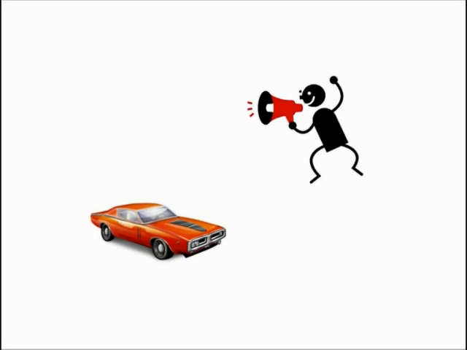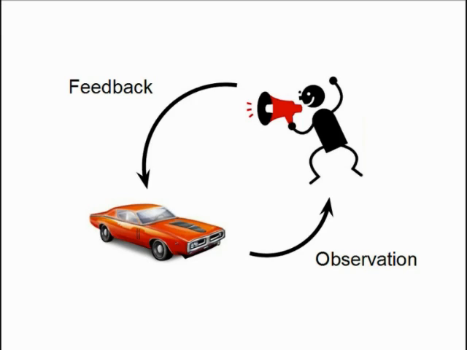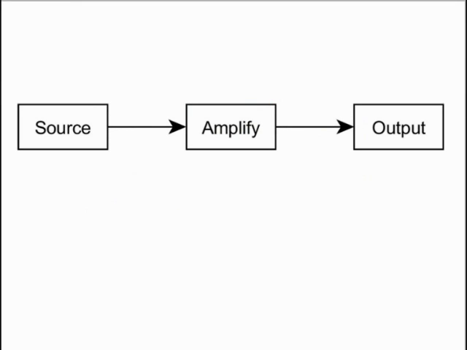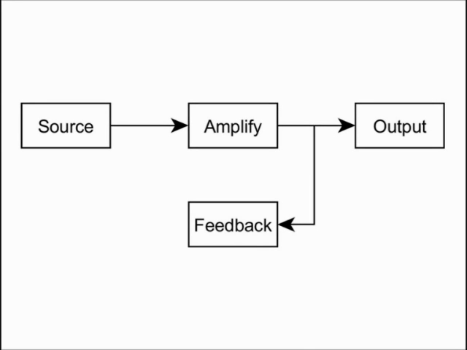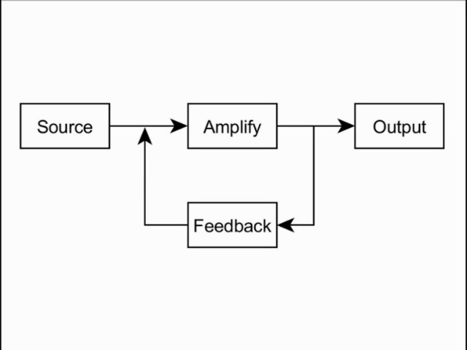Like when you're parking that car, your body is sampling the distance to the curb and you're adjusting your speed accordingly. Here's a basic diagram of how feedback works. The input signal goes through the amplifier to the output, but some of that output goes through the feedback and is put back into the amplifier. In the context of electronics, feedback is a tool used to stabilize amplifiers amongst other applications.